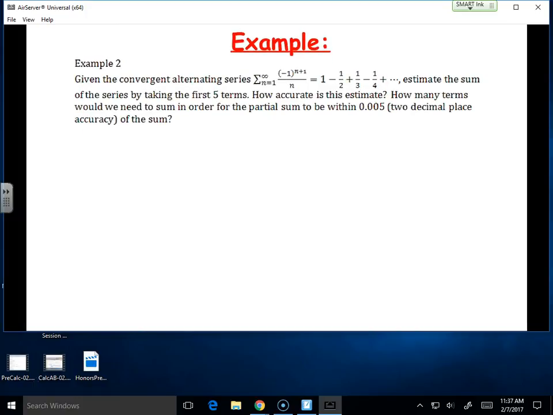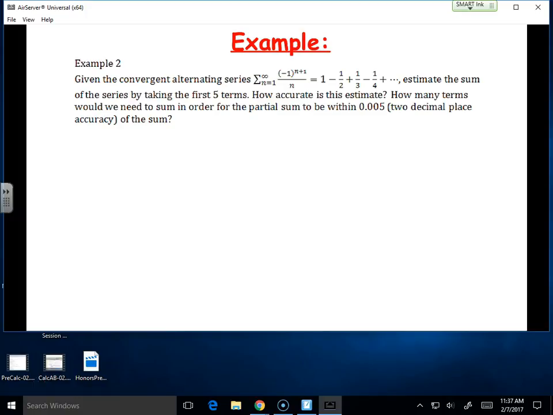And this is where your note packet starts being helpful because you don't want to write all these words. Given the convergent alternating series. Ooh, convergent? They told it to us. How nice. Estimate the sum of the series by taking the first 5 terms. How accurate is this estimate? Well, hold on. How do we estimate with the first 5 terms?